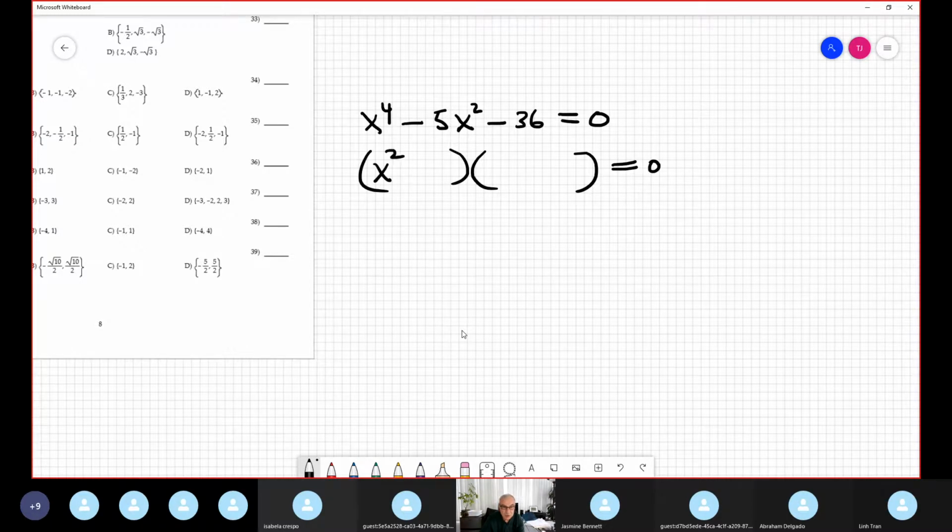The square root of this term is x squared. And the combination is 9 and 4, because 9 multiplied by 4 is 36, and 9 minus 4 gives me 5. And what sign? Negative and positive. Now I have a dilemma. I need to continue factoring because I clearly see a difference of squares.